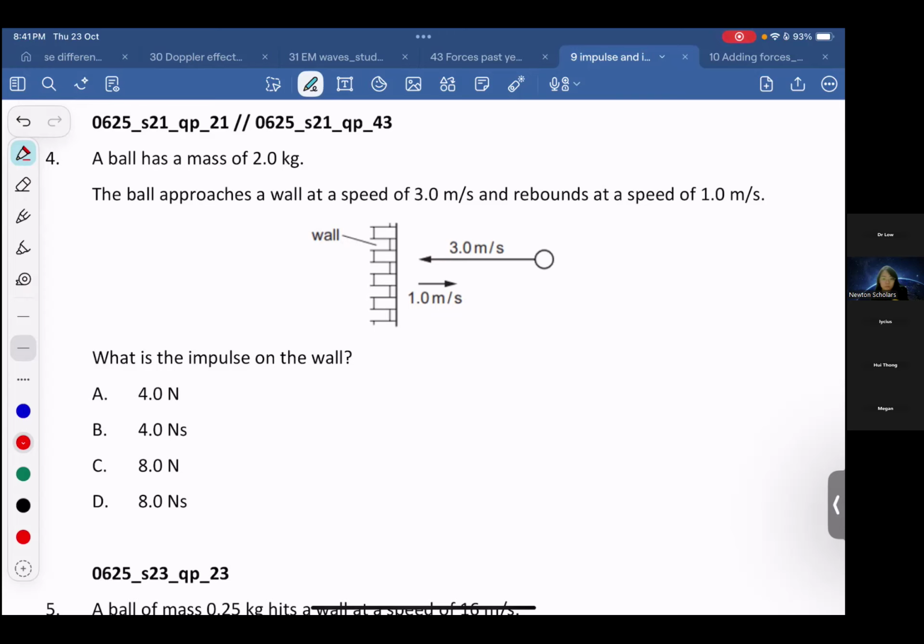Y10, what is the unit? What is the unit for impulse? But there is no time. No problem. Because impulse, we got two formula. Teresa, impulse, we got two formula. One is either using FT or another one using MV minus MU.